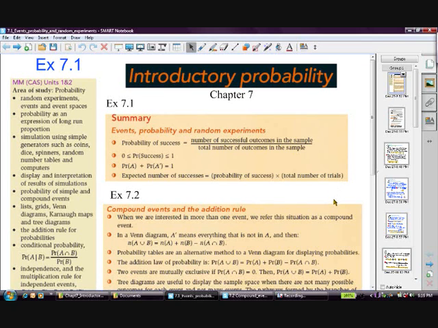Alright, well here we are looking at Introductory Probability. As you'd be aware, this is really part of the Year 11 course, but we need it as grounding for the Year 12 work, and so that's why we're doing it now over the orientation period.